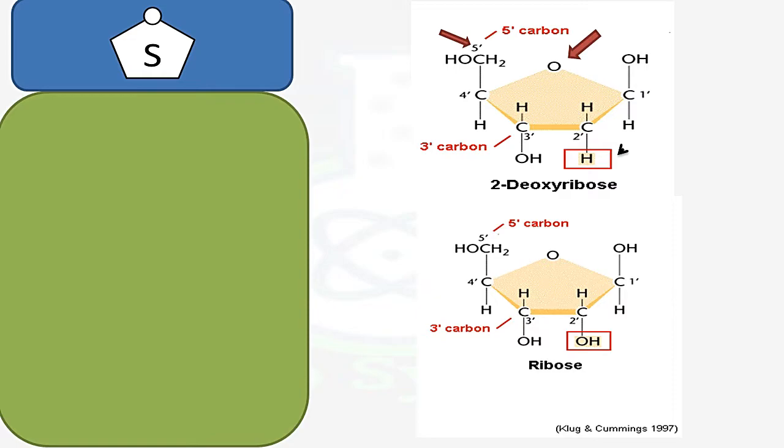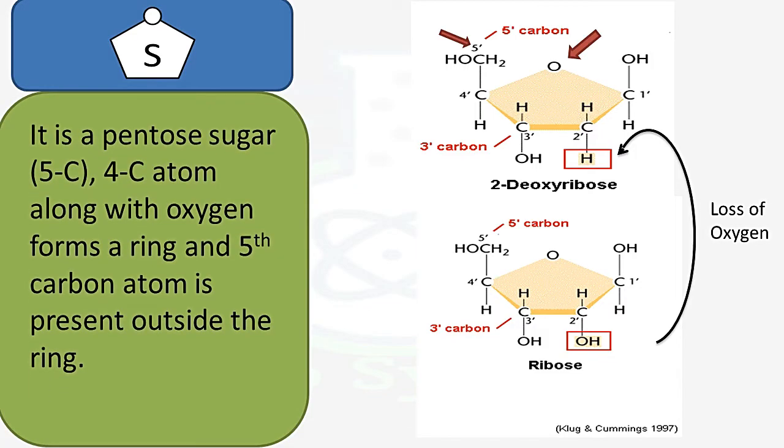The deoxyribose is found in DNA, and it is a modified sugar lacking one oxygen atom and hence named deoxy. So there is a loss of oxygen. We can say it is a pentose sugar composed of 5 carbon atoms, in which 4 carbon atoms along with oxygen form a ring, and the 5th carbon atom is present outside the ring.